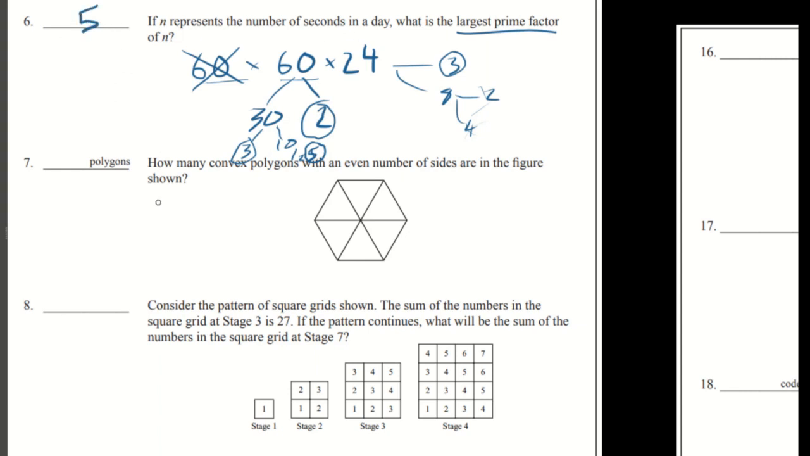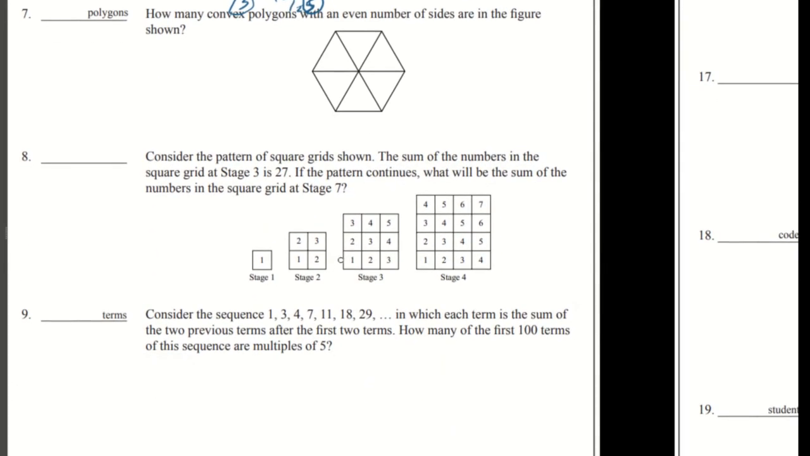That's cool. That one wasn't as hard as I thought it was going to be, right? Yeah. Okay. All right, let's take a look at the next one here. I keep writing on the question. All right, how many convex polygons with an even number of sides are in the figure shown?